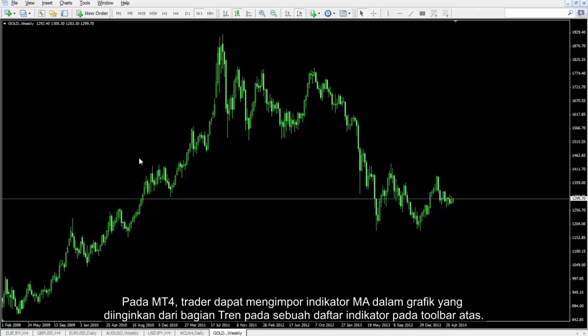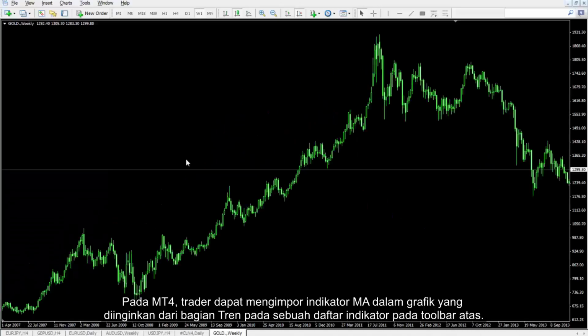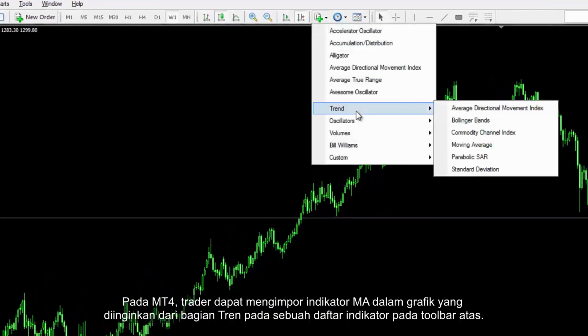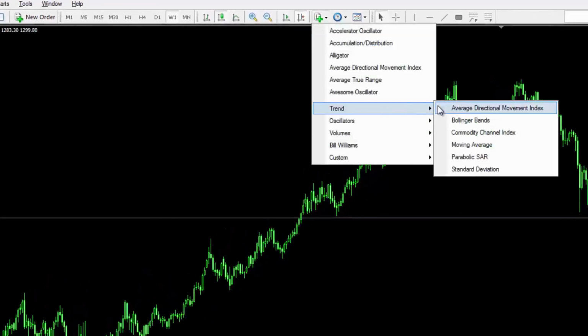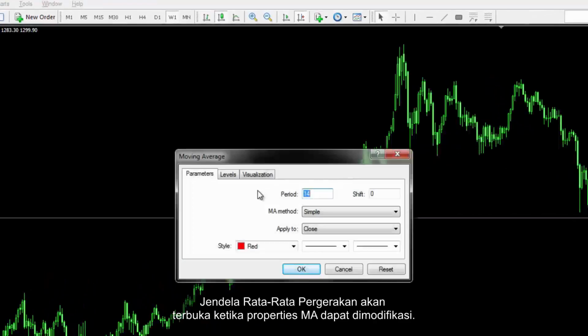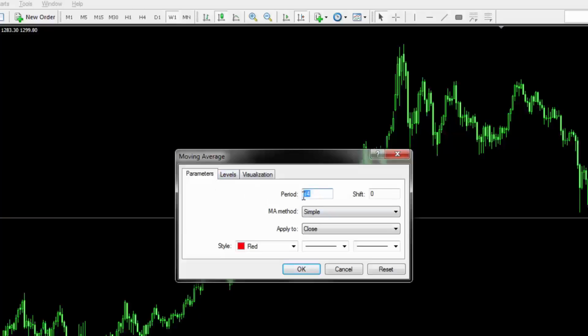On MetaTrader 4, a trader can import the MA indicator into the desired chart from the trend section of the indicator list in the top toolbar. The Moving Average window will be opened in which MA properties can be modified. A trader can specify the preferred number of periods in the Parameters tab. The more periods, the slower the pace of the MA trend.